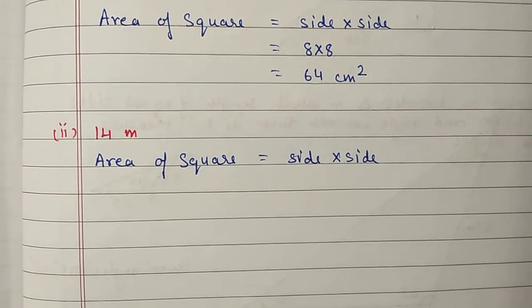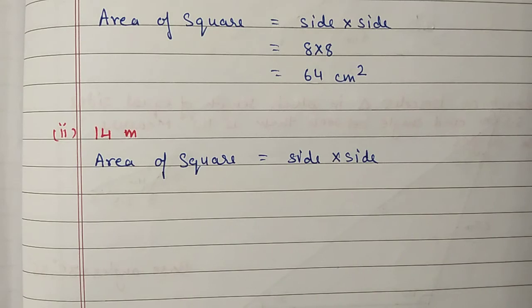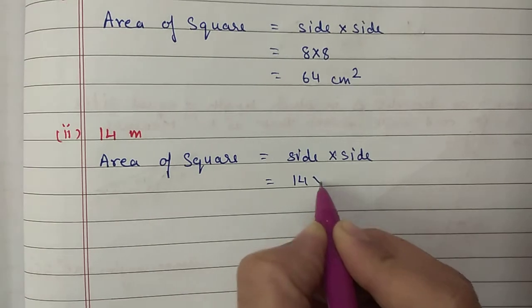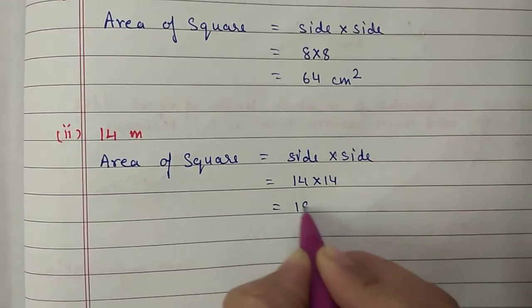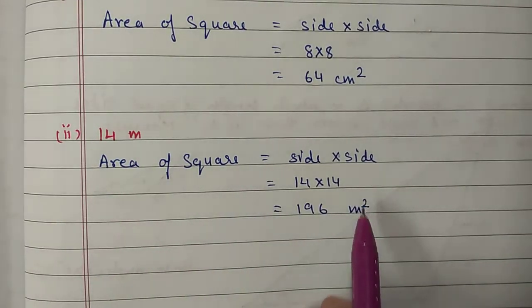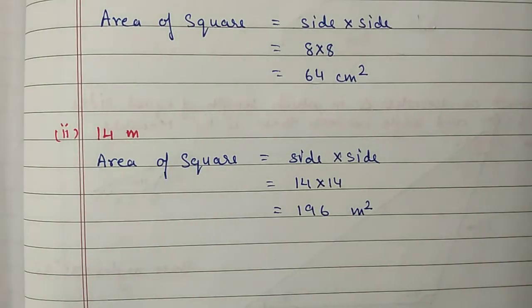Second part, when each side is given 14 meter, in that case the area of a square will be side into side, means 14 multiplied by 14, which is equal to 196 meter square. The unit here is meter, so the area unit will be meter square.